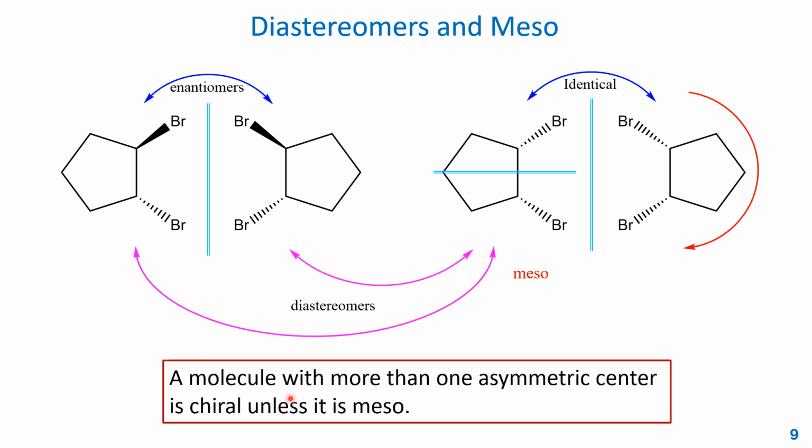Now, let's summarize. A molecule with more than one asymmetric center is chiral, but it can be meso. That will be achiral. So that's why we say unless it's meso. If it's meso, it is achiral, but if it's not meso, a molecule with more than one asymmetric center usually is chiral. Okay, that's all I want to talk about.